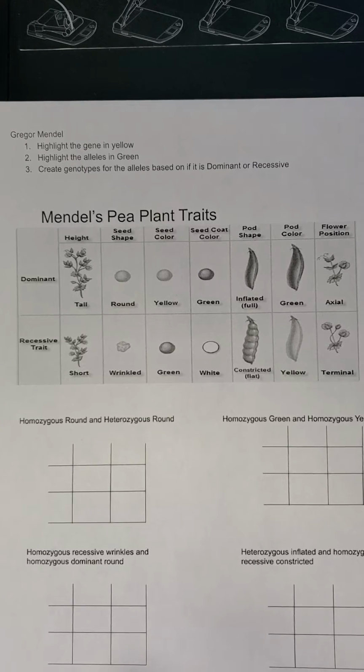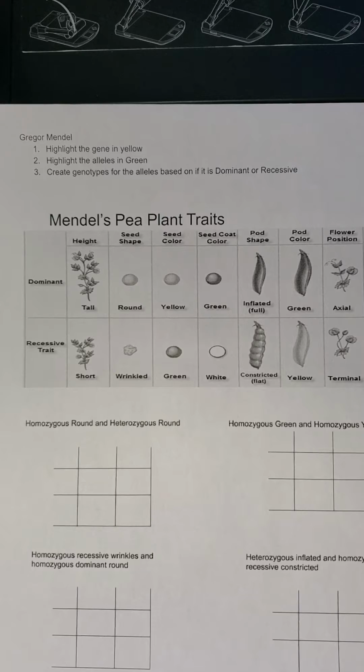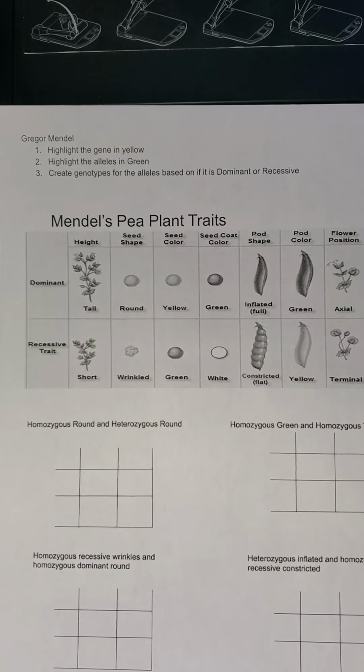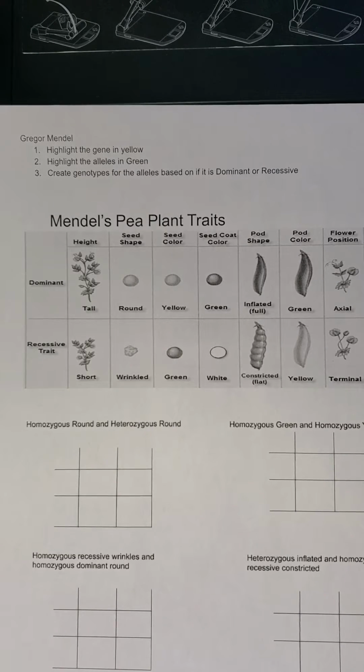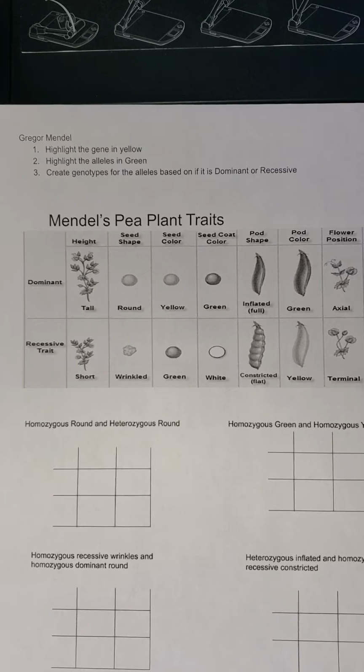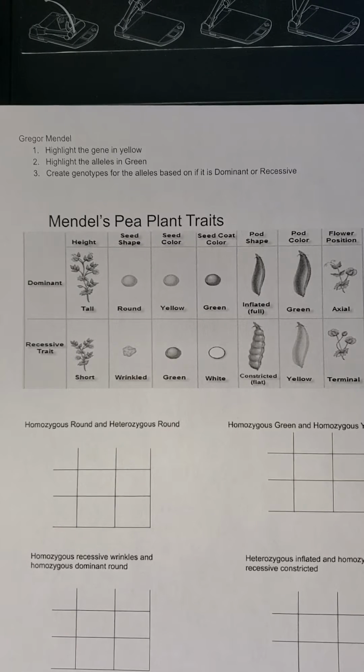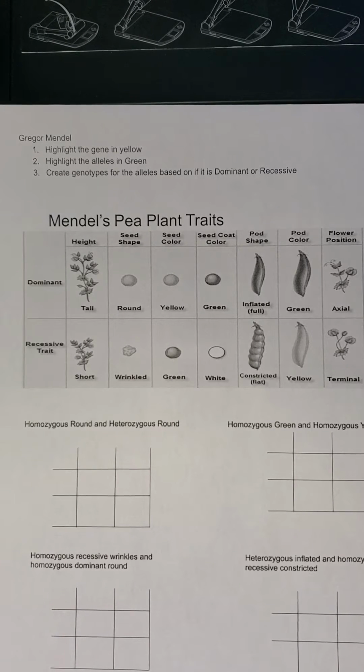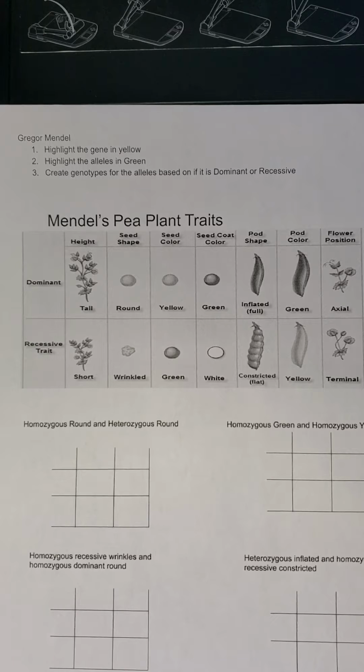Let's start by looking at this. So yesterday we went ahead and started talking about genotypes, phenotypes. We are going to highlight a couple of things. We're going to use yellow and green. The first one says to highlight the gene yellow.